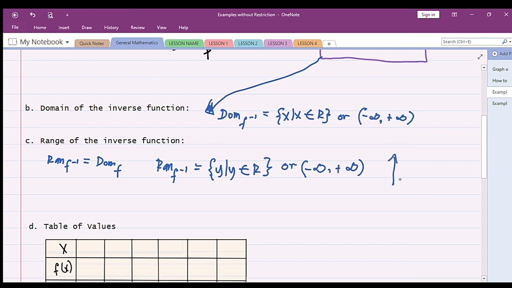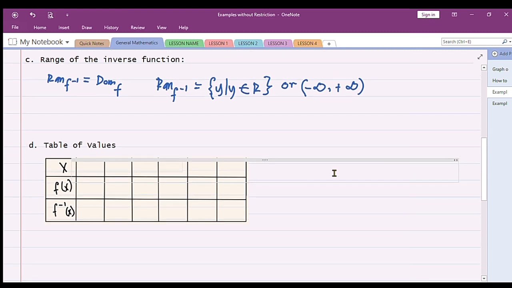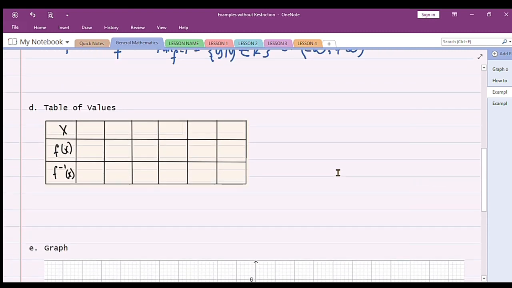Ito yung mga possible values ng x at ng y. Ito naman yung possible values ng x: positive and negative infinity. Next, kailangan na nating hanapin yung table of values, or let's try to solve the table of values.